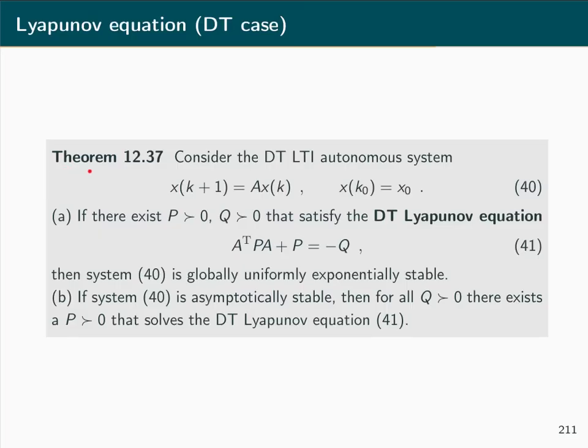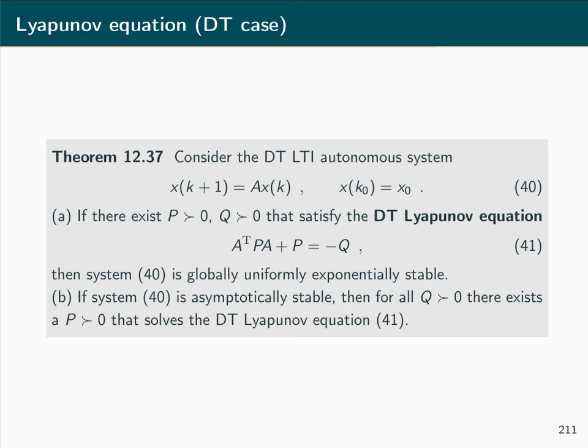Finally, a similar theorem holds for the stability of a discrete time linear time invariant autonomous system of this general form. In this case, we're not going to go through all the details of the proof, but the statements are as follows. A, if there exists a positive definite matrix P and a positive definite matrix Q that satisfy the discrete time Lyapunov equation, which looks like this, so a little bit different from the continuous time Lyapunov equation, then the system is globally uniformly exponentially stable.